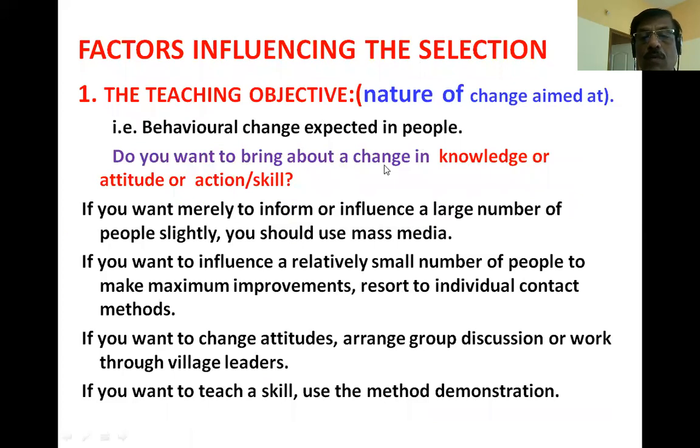Do you want to bring about changes in knowledge, changes in attitude, changes in skills, changes in actions? So what is your aim? Whether you want to make them adopt the practice. If you want to create awareness or change knowledge, you can go for mass contact methods. If you want to change their attitude, you go for group contact methods. If you want to make them adopt the practice, you should go for individual contact methods.